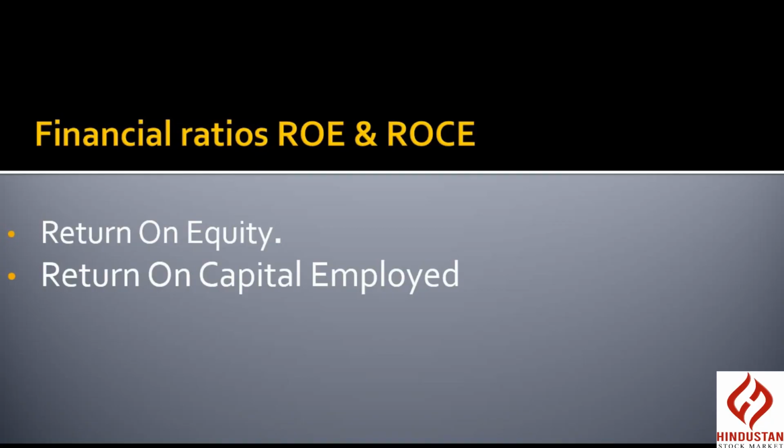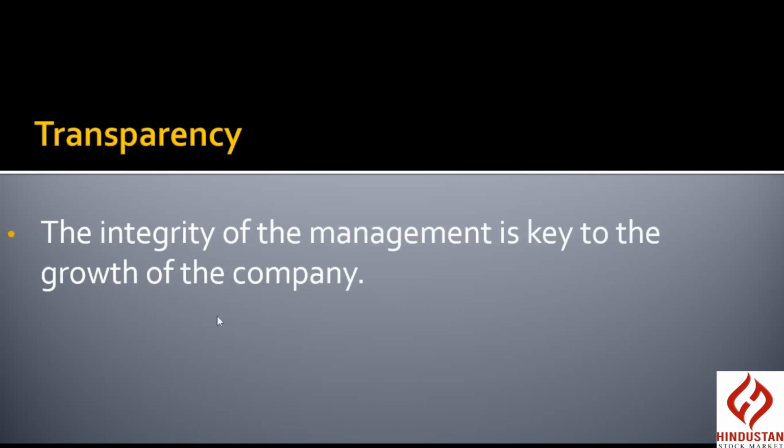So as a thumb rule, invest only in such companies with the ROE and ROCE of above 15% continuously for the last 5 years. Next is transparency. This is the last but one of the most important factors while judging the management. The integrity of the management is the key to the growth of the company, and it's the management's duty to be fair and announce the quarterly and annual results to its shareholders honestly without any manipulations.